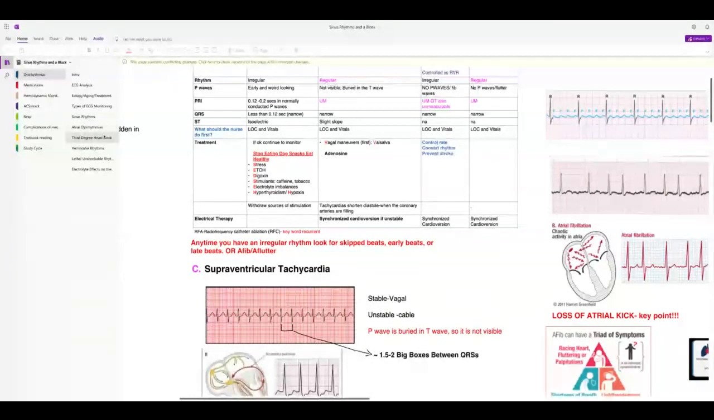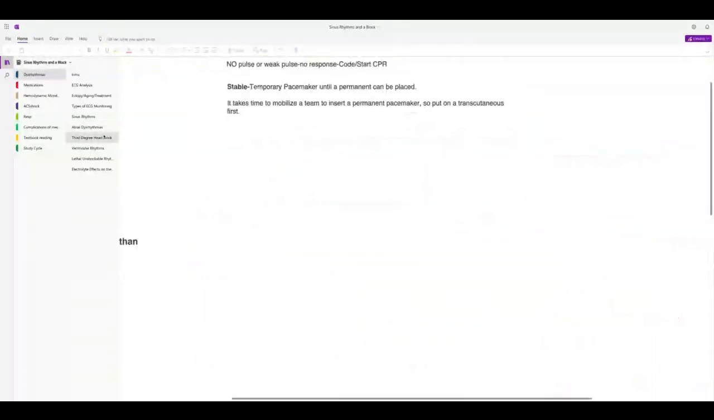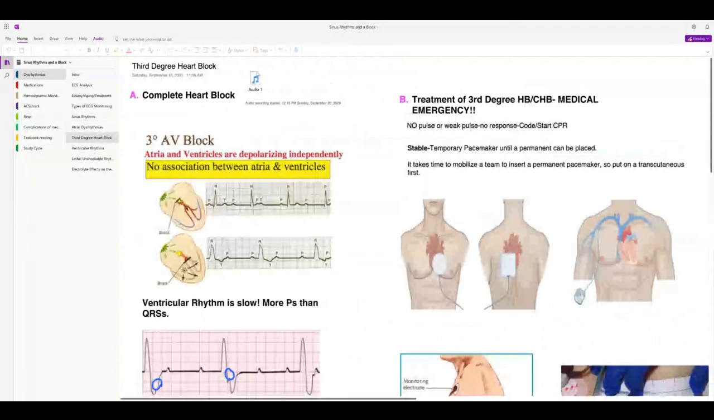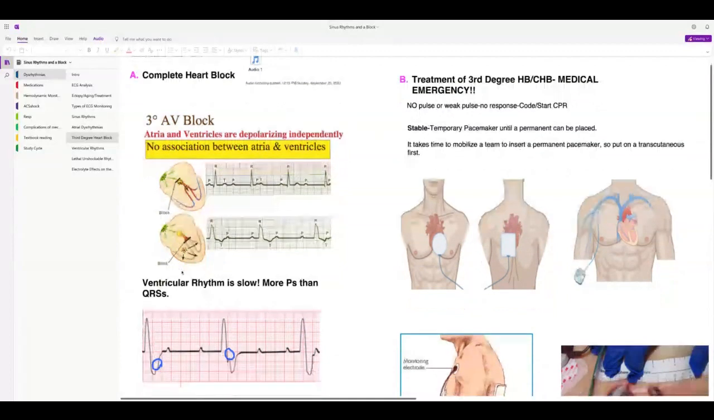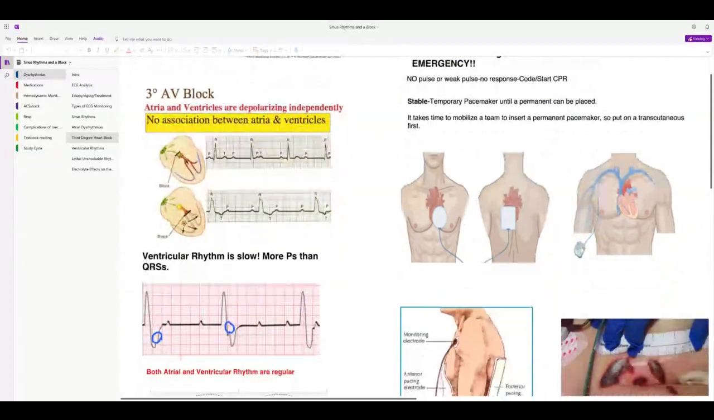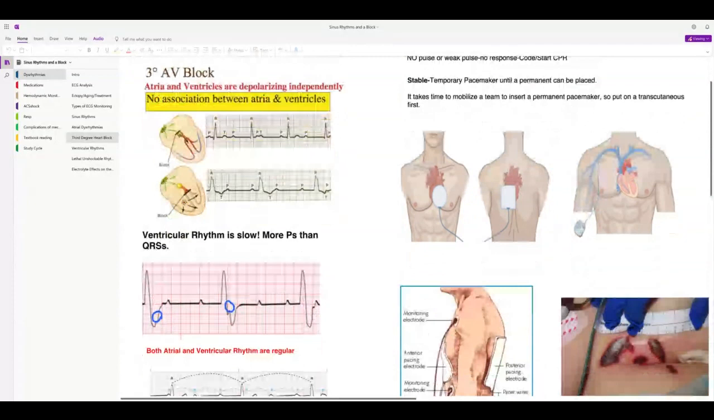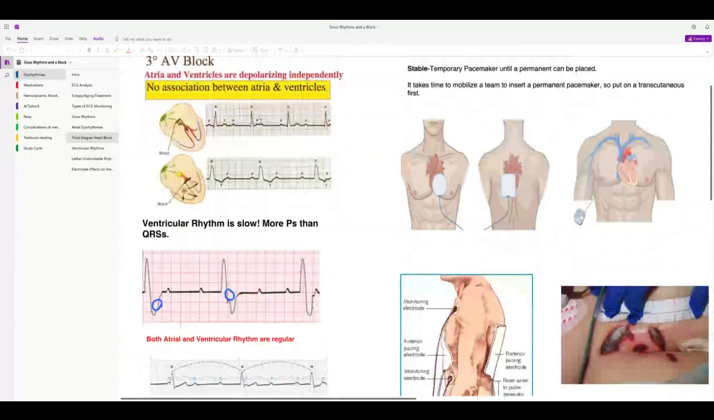Okay. Now, I'm going to teach you about complete heart block. It's called third degree heart block, or you might hear it called AV block, atrioventricular block, because there's a block between the atria and the ventricles. So you don't need to know if it's high block or low block. It doesn't matter. I'm going to give you some clues so you'll know right away if somebody's having a block. If there are more P waves than there are QRSs, that means there's a block.